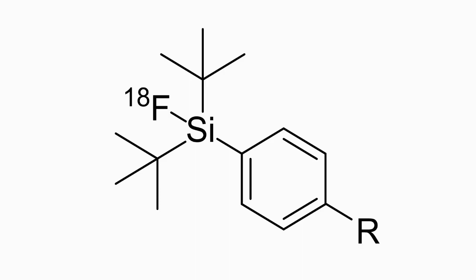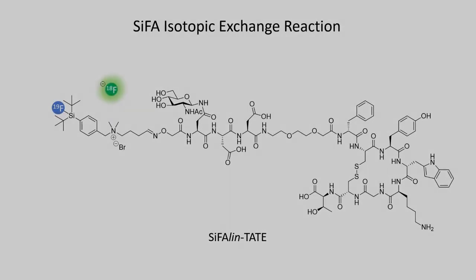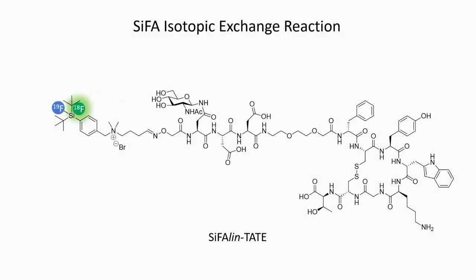The phenyl moiety acts as a linker between the radionuclide and biologically active molecule, represented as R in this diagram. When attached to a biomolecule, the SiFA building blocks readily exchange fluorine-19 for radioactive fluorine-18 due to the low activation energy of the isotopic exchange reaction. The labeling precursor and F18 labeled compound are chemically identical, which makes purification relatively simple.